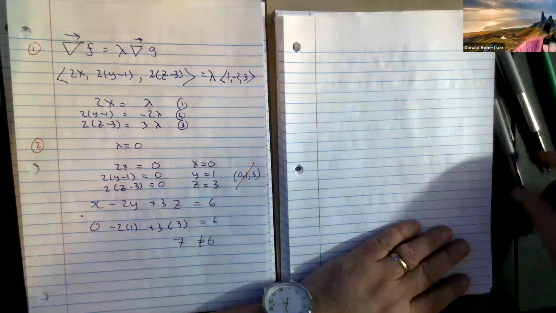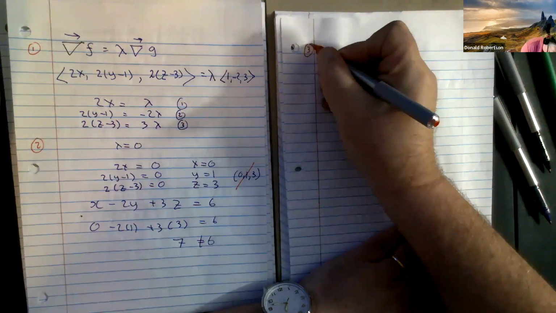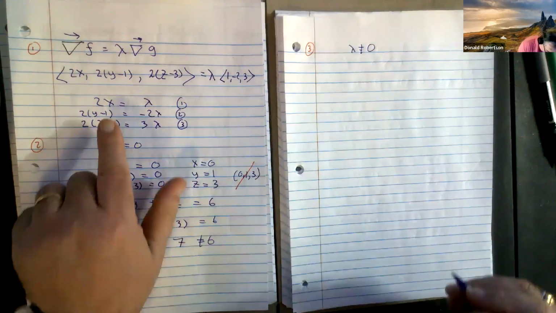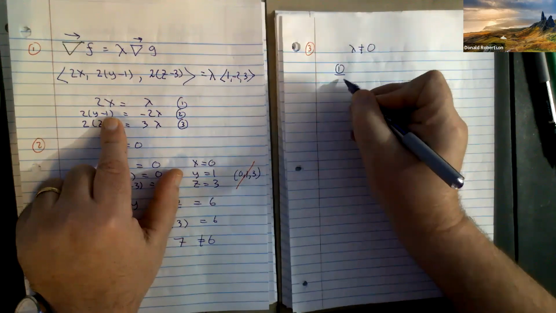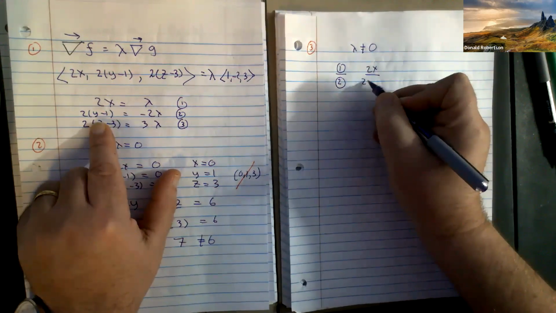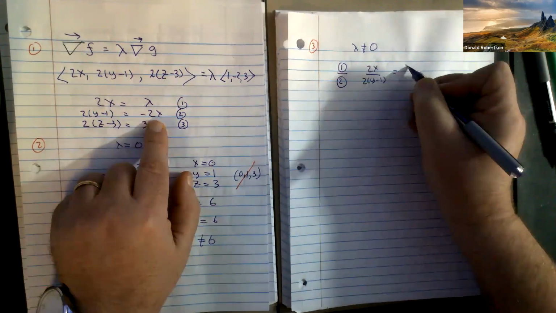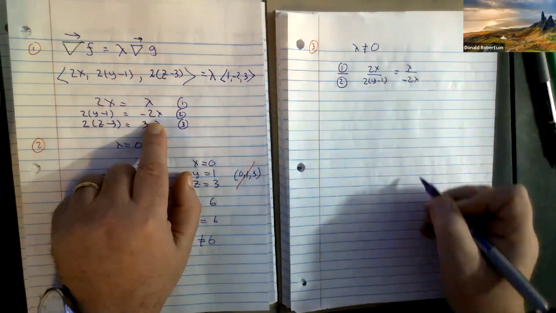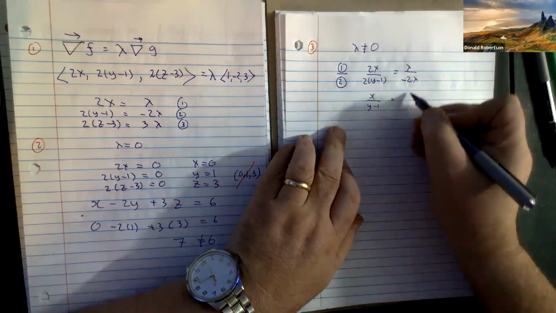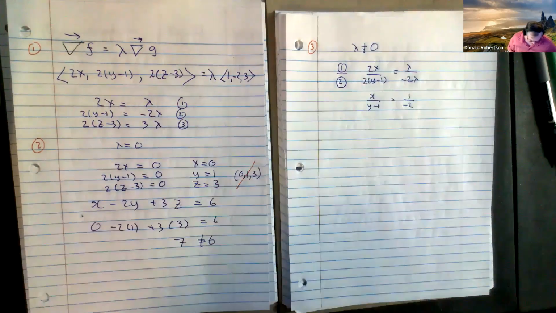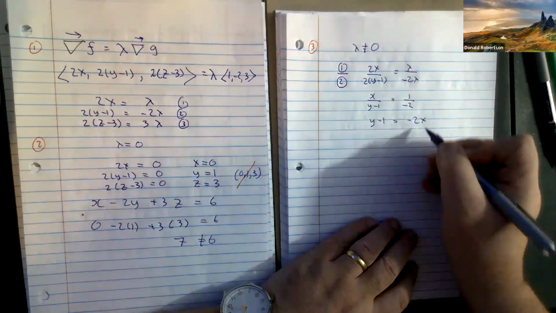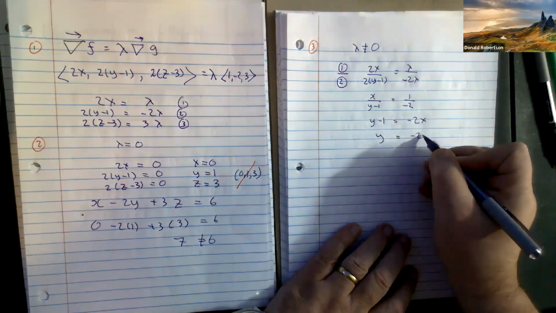So our next step is to assume that lambda is not equal to 0 and take equation 1 and divide it by equation 2. So that's going to get me 2x divided by that guy, and it's lambda over negative 2 lambda. And the 2's cancel, and I get that. And I believe the lambdas cancel, and I get that. Now, if I do a cross multiply, I get y minus 1 is negative 2x. And that gives me y is negative 2x add 1.